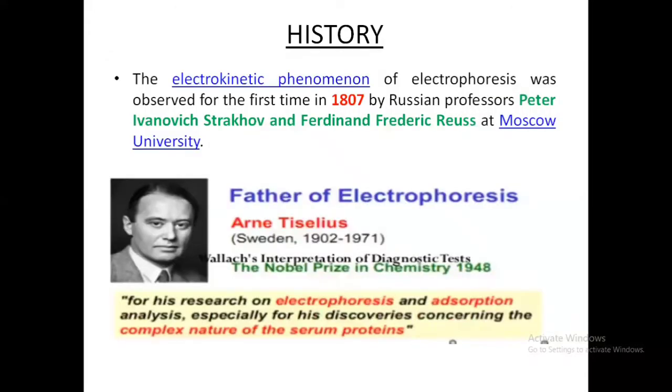Now, we will see the history of electrophoresis. In the year 1807, two Russian professors, the first person named Ivanovich Strakov and Ferdinand Frederick Reuss, simply remember Strakov and Frederick Reuss, two scientists, observed the electrokinetic property in 1807. The first person is Strakov, the second person is Frederick Reuss. They belonged to Moscow University.